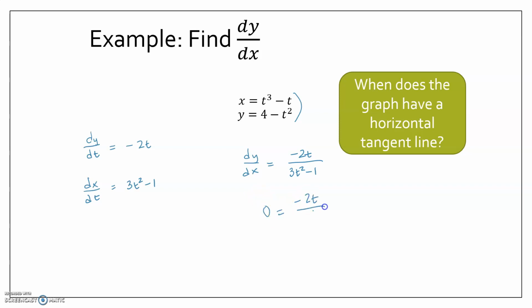And you only have to look at the numerator to know when that's equal to 0. So when negative 2t is equal to 0, at t equals 0, we have a horizontal tangent line. That doesn't necessarily mean x is equal to 0, although it does for this particular parametric, because if I plug 0 in, I do get an x-coordinate of 0 and a y-coordinate of 4. So I will have a horizontal tangent line at (0, 4).